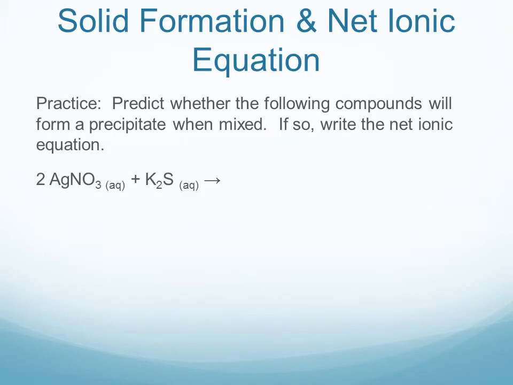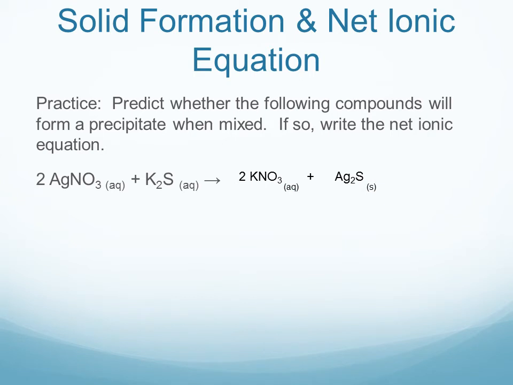So here is an example of how we can use that to practice. We'll predict whether the following compounds will form a precipitate when mixed, and if so, we'll write the net ionic equation. There are two salts here on the left side of the arrow, and when we mix them, what they can do is a double displacement reaction. They can swap partners. So the first thing to do is get them to swap partners. You can pause it if you want to try this at any point in the slide. But I will go ahead and go through it: the potassium now has the nitrate and the silver now has the sulfide.